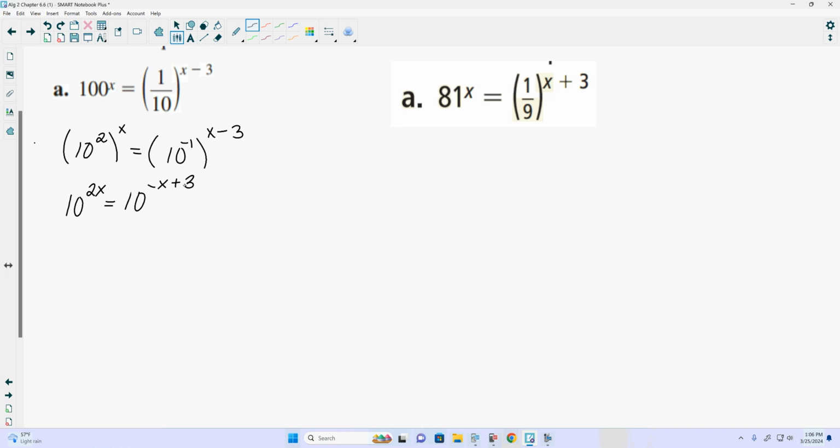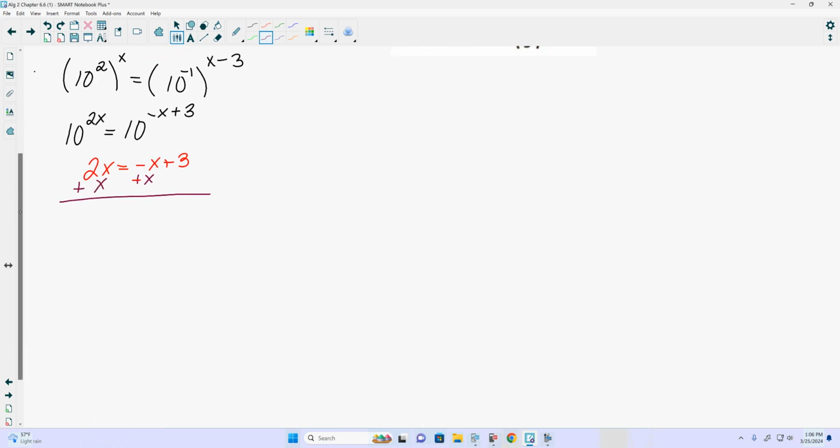Since the bases are the same, the exponents have to be equal. Which is telling us that 2x is equal to negative x plus 3. So to get there, what would we need to do first? Add x, because since there are variables on both sides, and our constant term is only on one, we might as well add x first. Telling us 3x is equal to 3. And then lastly, we can divide by 3, telling us x is equal to 1.